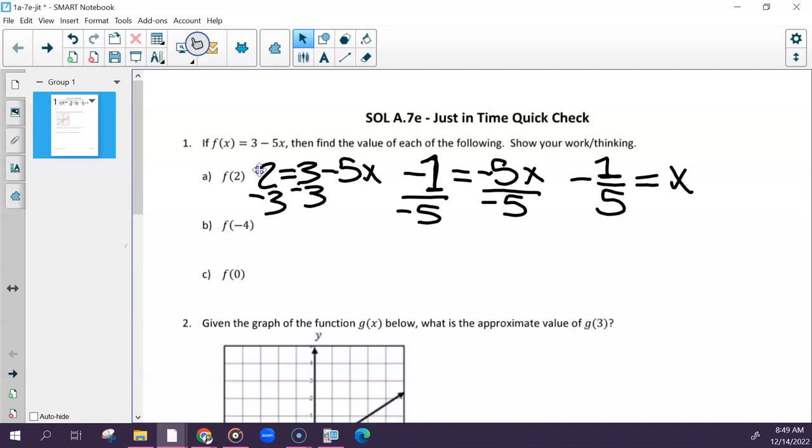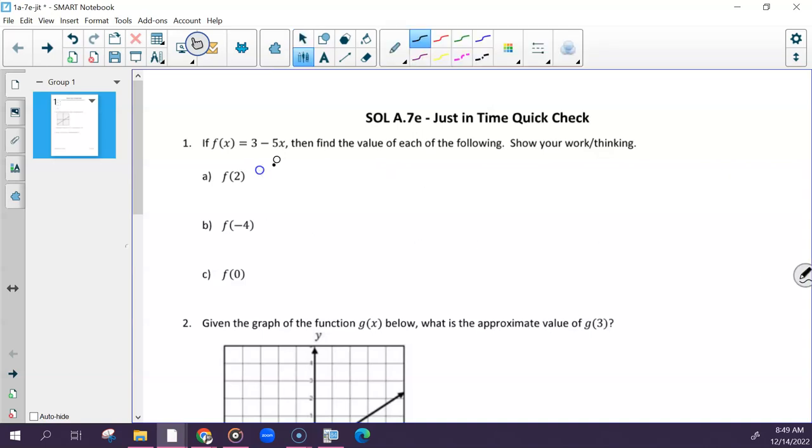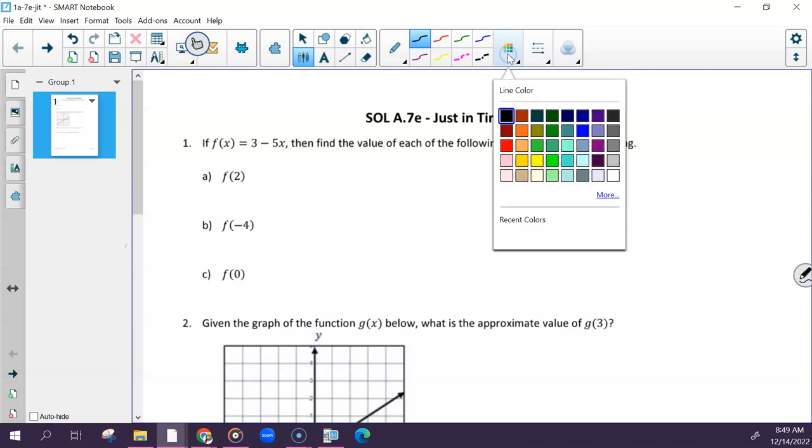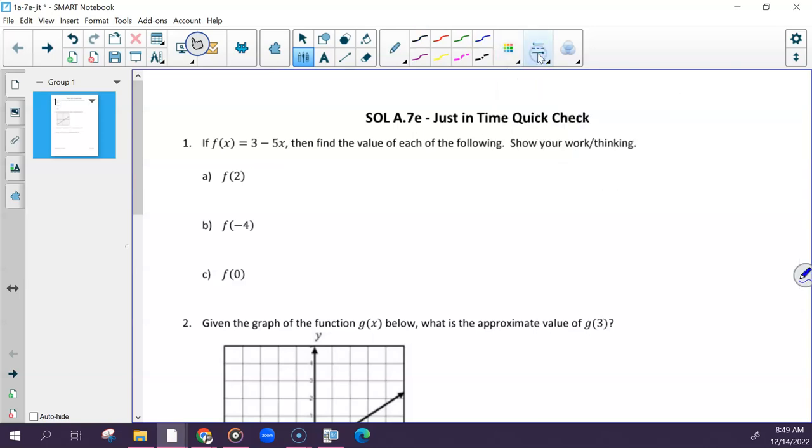So instead of putting the 2 here, we should be putting it in for x, because this is your x value. So if you did that for all of these, you may need to go back to the signs. So if we're given f of some number, that is your x value. So put that in for x, and then simplify it.